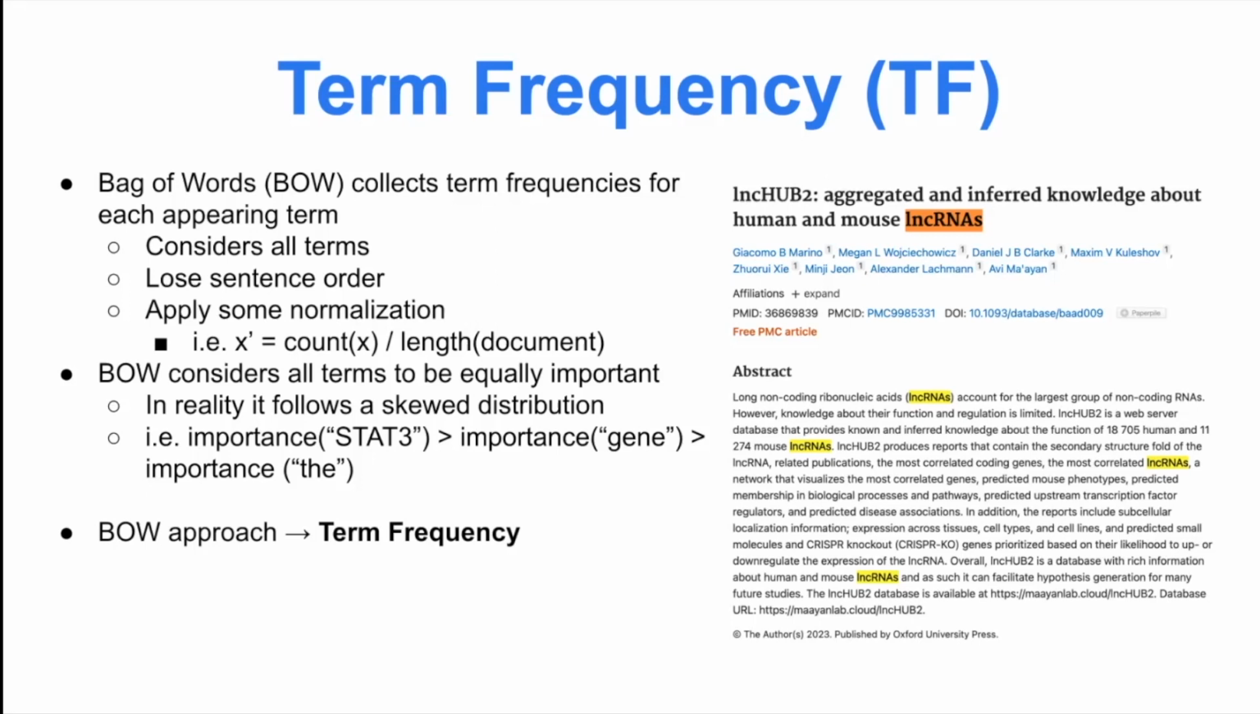One thing to note about term frequency on its own is that it considers all terms to be equally important. In reality, this would follow more of a skewed distribution where some words are more important than others. For instance, the gene symbol STAT3 is likely more important than the word gene, which is definitely more important than the word the. So this bag of words approach is what we can deem term frequency.